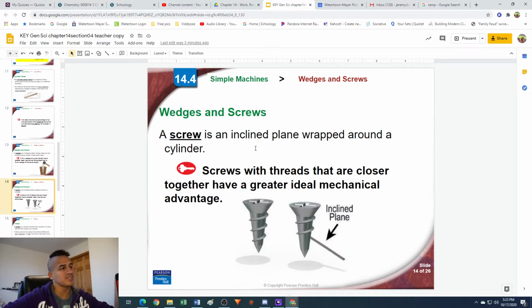Screws. A screw is basically an inclined plane that's wrapped around a cylinder. We can look at this picture here. Basically imagine that you have a cylinder and you take an inclined plane and you wrap it around the cylinder. Screws with threads that are closer together have a greater mechanical advantage than screws with threads that are farther apart from each other. So if you see a screw with lots of threads all right next to each other, that's going to have a really good mechanical advantage. The downside, though, is that you're going to have to twist that screw a lot of times to get it to go all the way in because you have to wrap all the way around the whole thing.